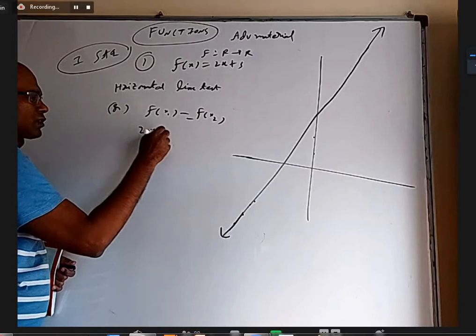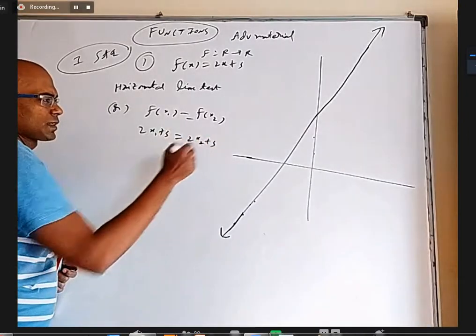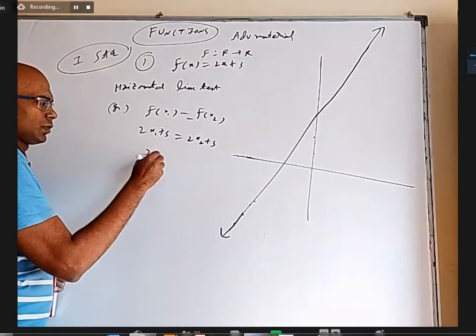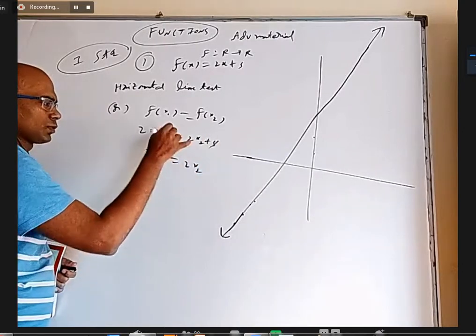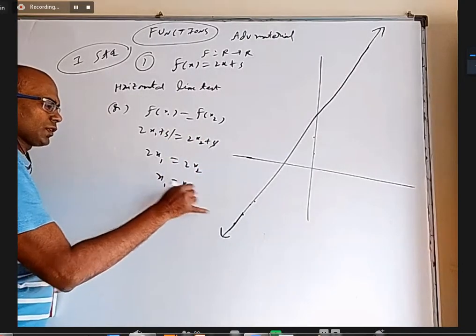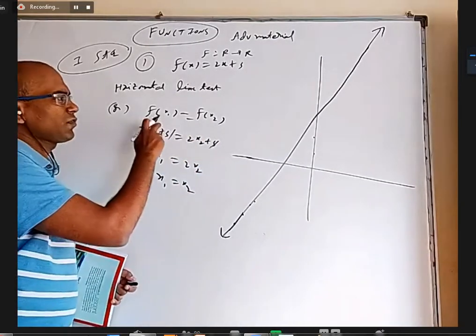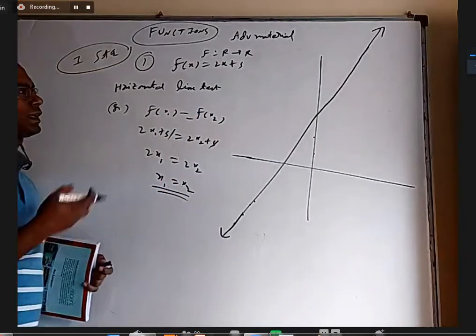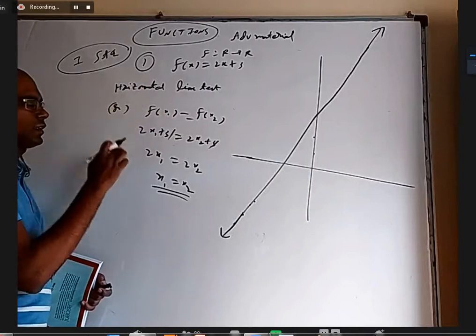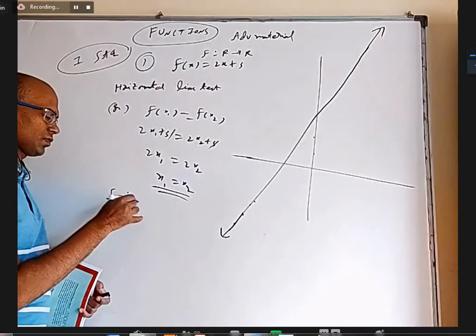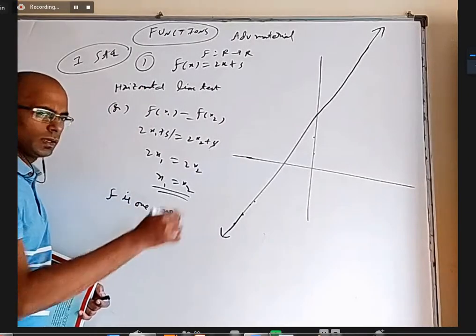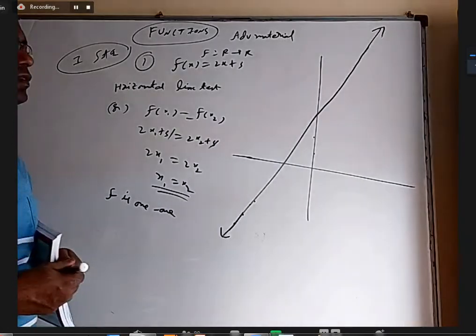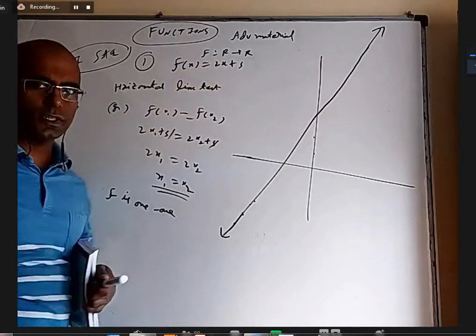We'll get 2x1 plus 3 equal to 2x2 plus 3. 3 will cancel. We'll get 2x1 equal to 2x2. Cancel 2. We'll get x1 equal to x2. If we start with f of x1 equal to f of x2 and we get only x1 equal to x2, nothing else, then f is 1-1. So either by the horizontal line test or this, you will get f is 1-1. Very simple thing: you cannot think of two different x values which can give the same image here. It's not possible.